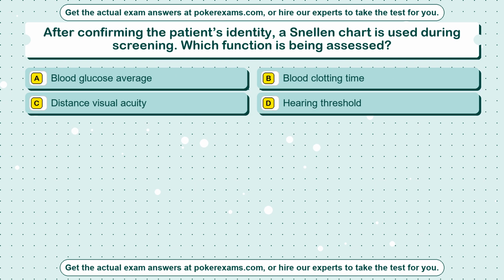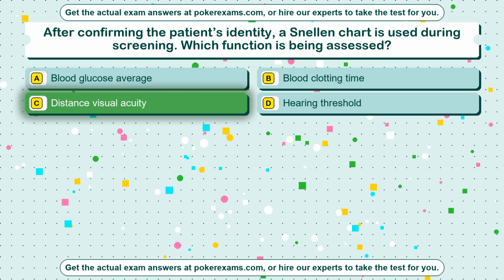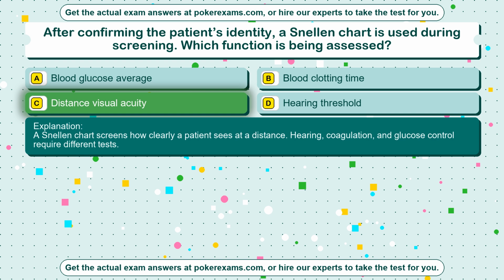Question 97. After confirming the patient's identity, a Snellen chart is used during screening. Which function is being assessed? Option A, blood glucose average. Option B, blood clotting time. Option C, distance visual acuity. Option D, hearing threshold. The correct answer is option C, distance visual acuity. A Snellen chart screens how clearly a patient sees at a distance. Hearing, coagulation, and glucose control require different tests.